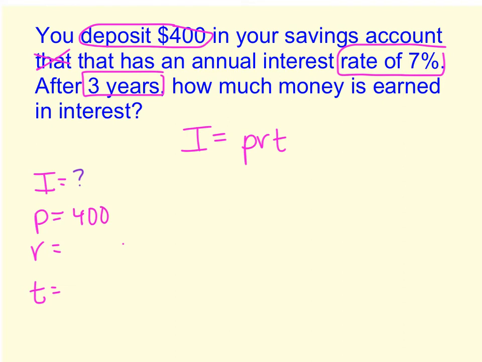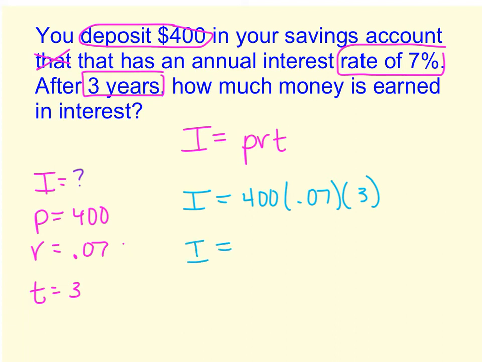R is the interest rate. Again, we circled that. It's an interest rate of 7%. We do want that as a decimal, so move the decimal 2 spots to the left. We get 0.07. And then our time is the number of years. We're talking 3 years, so T just equals 3. So what we do is we just plug those numbers in. I equals, our P is 400 times the rate, R is 0.07, and the T is 3. So basically we just followed P times R times T. And then you grab your calculator, you just multiply all 3 of those numbers together.